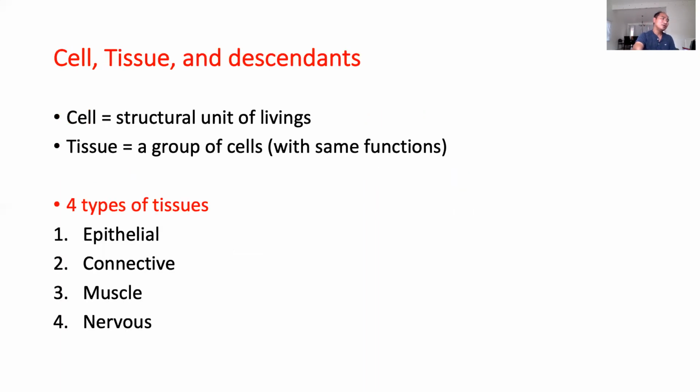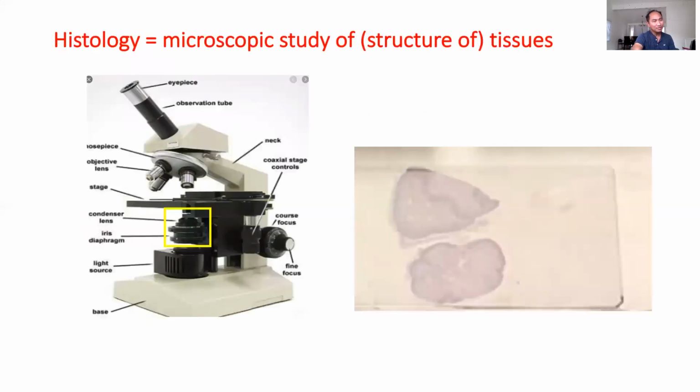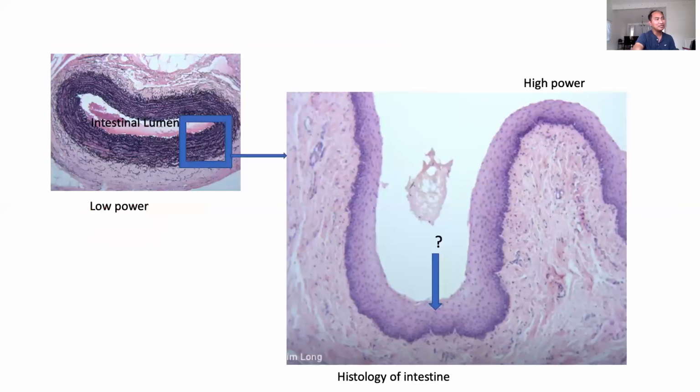So we know that our human body is made of 4 types of tissue, and these tissues are made of cells. To see the cells and tissue, we have to look under the microscope. And let's start with this.